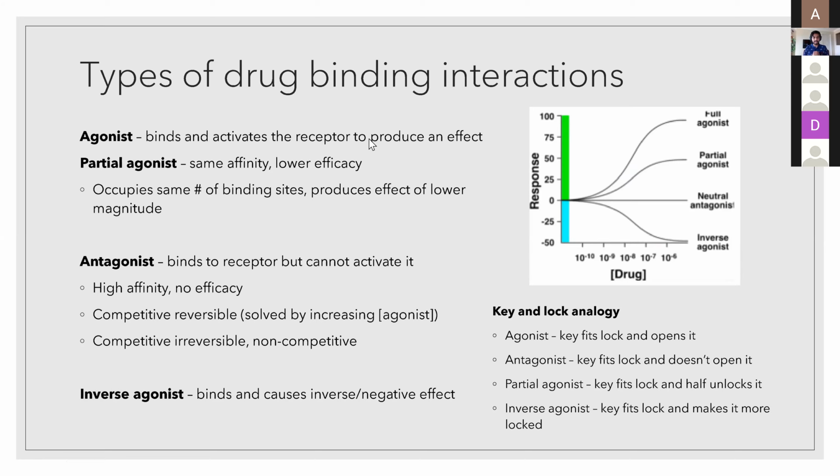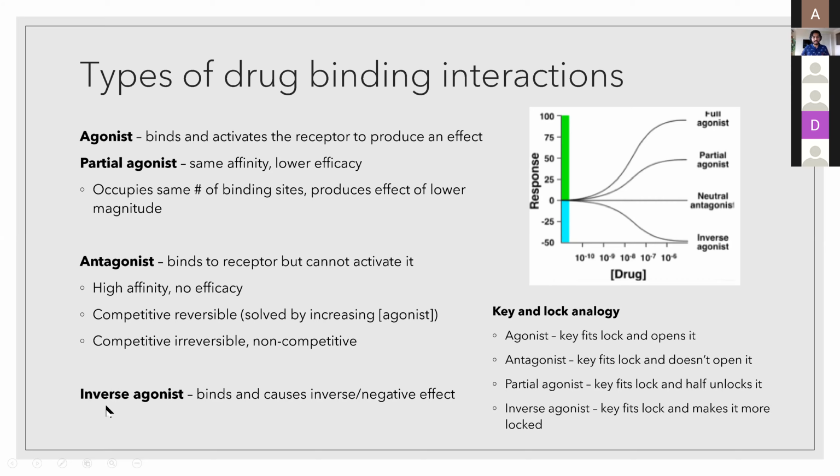A way of saying this is it may occupy the same amount of binding sites, but it will produce a lower effect in the body. We also have an antagonist. It's essentially where a drug binds to a receptor, but there's no effect. It cannot activate it. So it has affinity, but has no efficacy because there's no response. And there's a few types. There's competitive reversible, which means although it may bind to the receptor, if we increase the concentration of the agonist, it can compete for it and bind instead. We also have competitive irreversible, which stays stuck to the receptor, and non-competitive, with different receptors for antagonists and agonists.